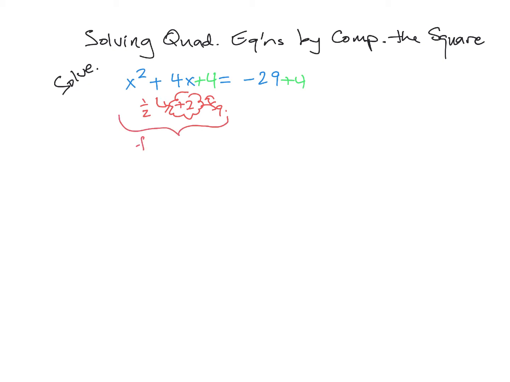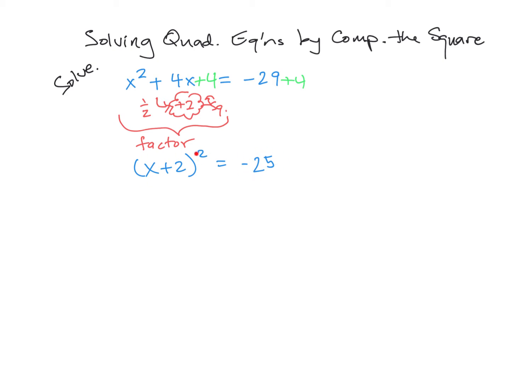If I factor this side next, x squared plus 4x plus 4 factors as x plus 2 times x plus 2, or just x plus 2 squared, equals negative 29 plus 4, which is a negative 25. So what made this handy is now this says something squared equals a number.